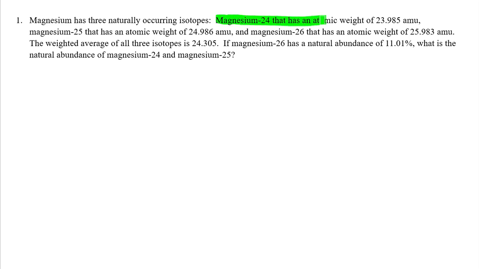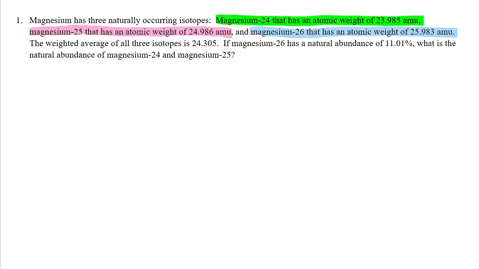So we have magnesium 24 that has its atomic weight. We have magnesium 25 that has its atomic weight. And this is the tricky part, we now have magnesium 26 that also has its atomic weight. The problems that we've solved to this point have only had 2 naturally occurring isotopes, but this one has 3. So how do you take into account these 3 different isotopes to solve for the natural abundance of 2 of them?